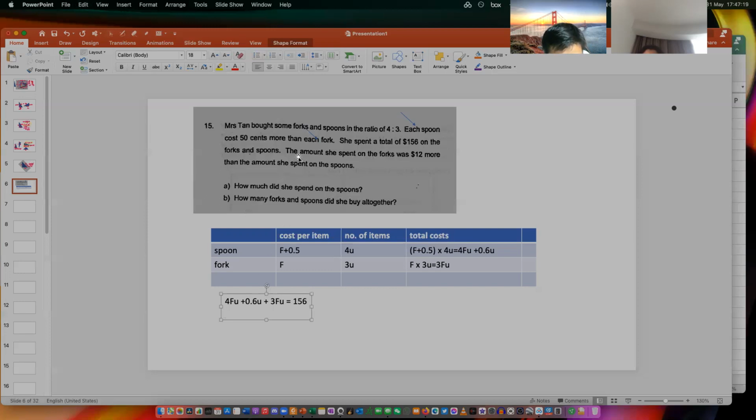And over here, the second statement, the amount she spent on the forks is 12 more. So she spent 12 more dollars on fork. So that means the fork, 3FU here, yes, so 3FU minus 12 is equal to spoon, which is this one.